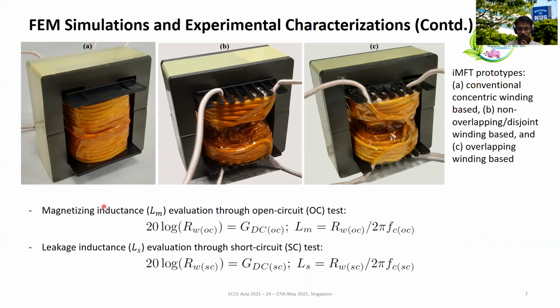So when it comes to characterization, we need to do a frequency response analysis and use these two equations while doing the open circuit test and short circuit test. So we can evaluate the LM from the open circuit tests, the DC gain and the corner frequency that we obtain. And similarly, the LS can be obtained from the short circuit test, DC gain, and the corner frequency that we obtain.